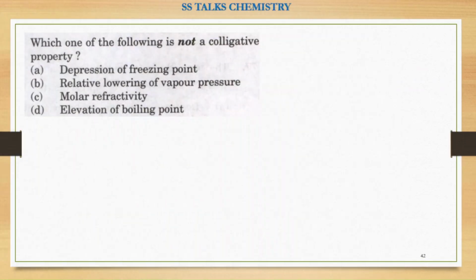Next we have this one. It says which one of the following is not a colligative property. In the starting only we said there are four colligative properties we have to study: elevation in boiling point, depression in freezing point, osmotic pressure, and relative lowering in vapor pressure. So these four are only there. Polar reflectivity is not there. So C is not a colligative property, so C will be the answer in this case.